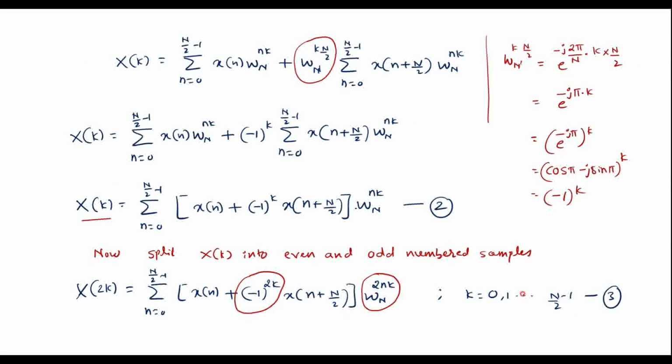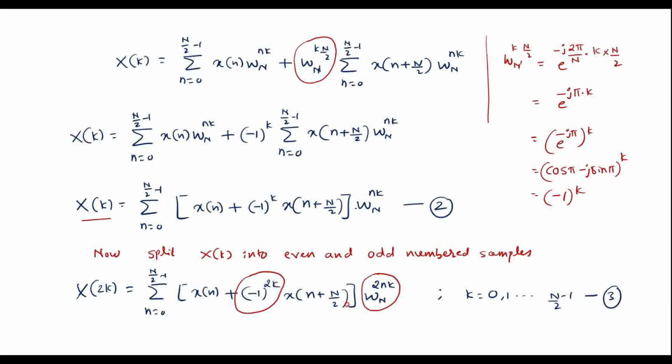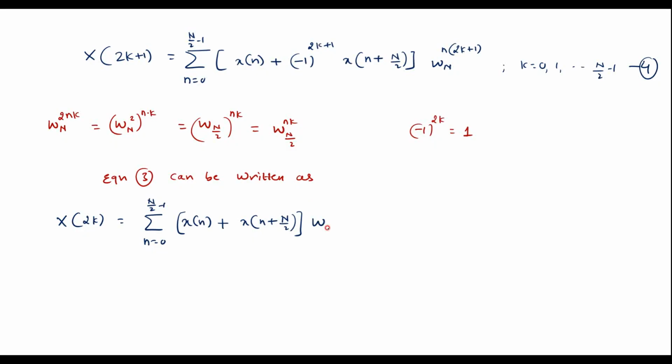Now let me rewrite equation number 3 as x of 2k is equal to summation n is equal to 0 to n by 2 minus 1, x of n, plus, since this value is 1, x of n plus n by 2, and the value of this is nothing but W_N by 2 power nk. Here k varies from 0 to n by 2 minus 1. I will call it equation 5.